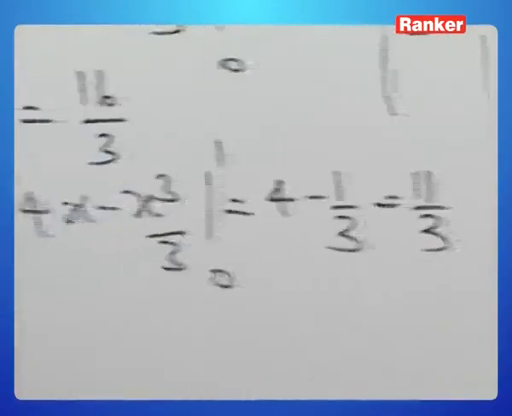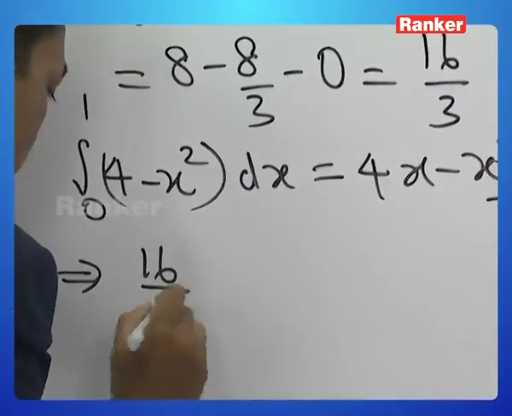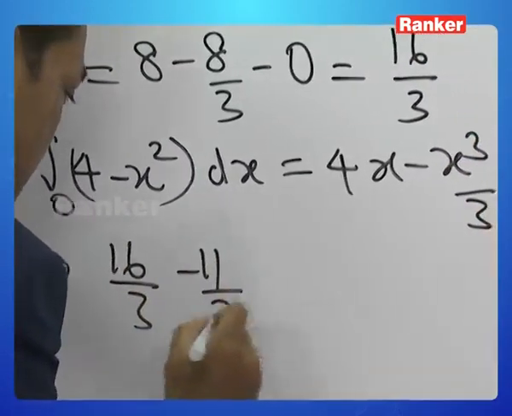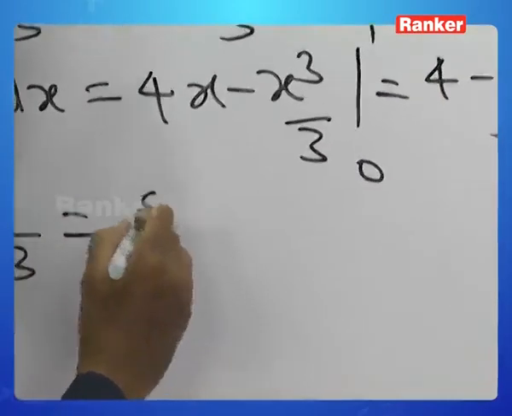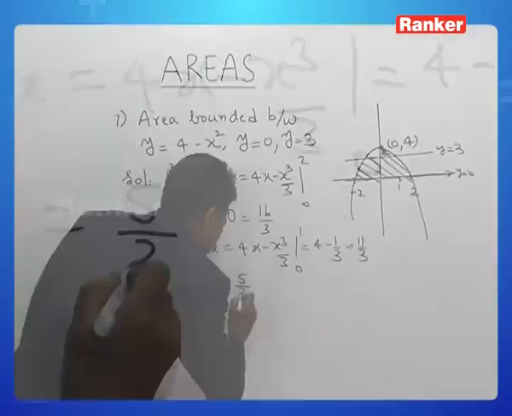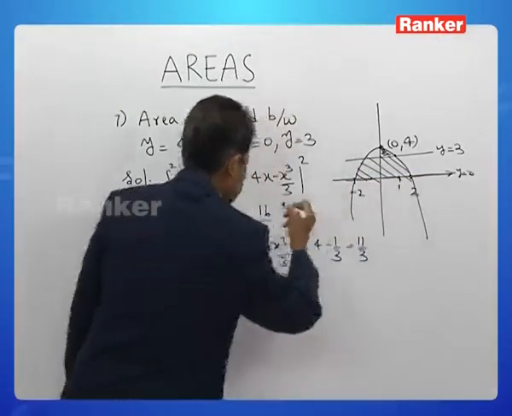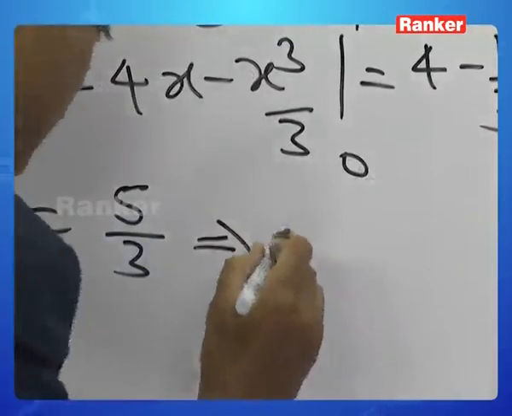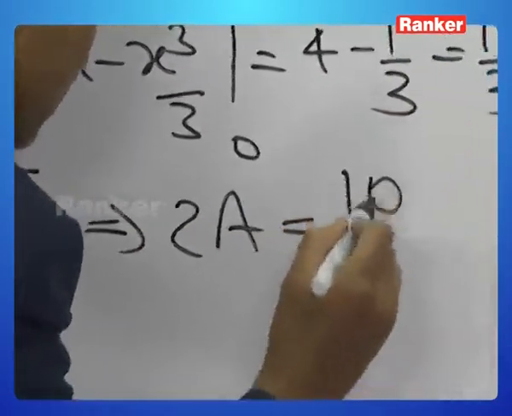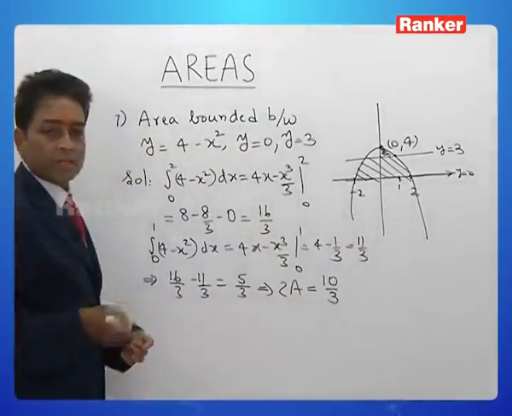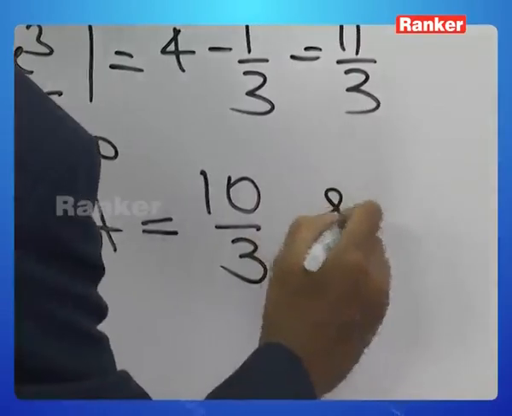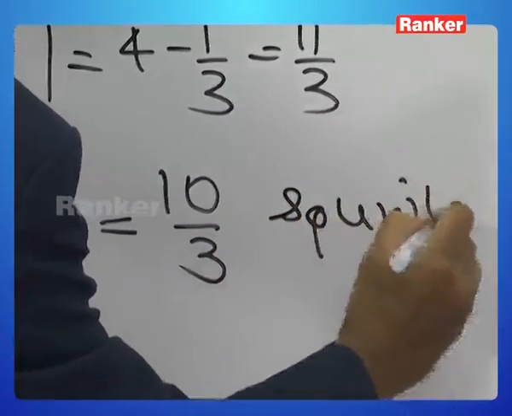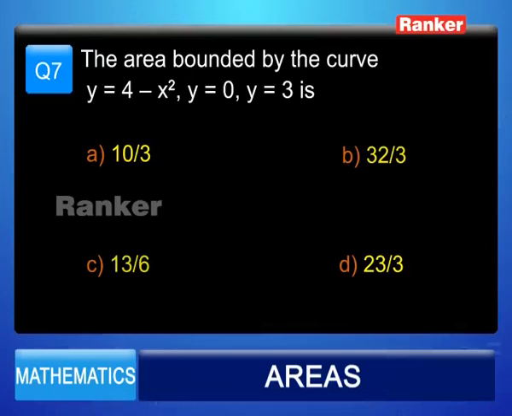Now, let us subtract. 16 by 3, 11 by 3. So, 16 minus 11, 5 by 3. And this area we got 5 by 3. Now, if you double it, required area will be 10 by 3 square units. So, what is the right answer? 10 by 3 square units. So, first option, that is answer A.